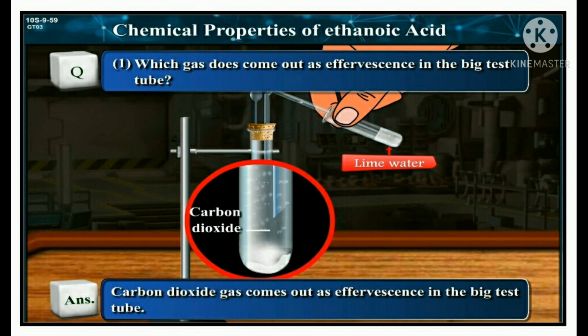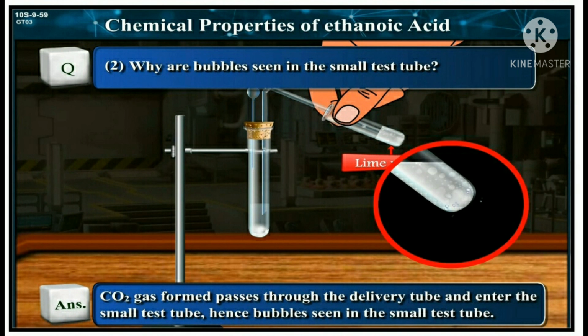Which gas comes out as effervescence in the big test tube? Carbon dioxide gas comes out as effervescence in the big test tube. Why are bubbles seen in the small test tube? The carbon dioxide gas formed passes through the delivery tube and enters the small test tube. Hence, bubbles are seen in the small test tube.